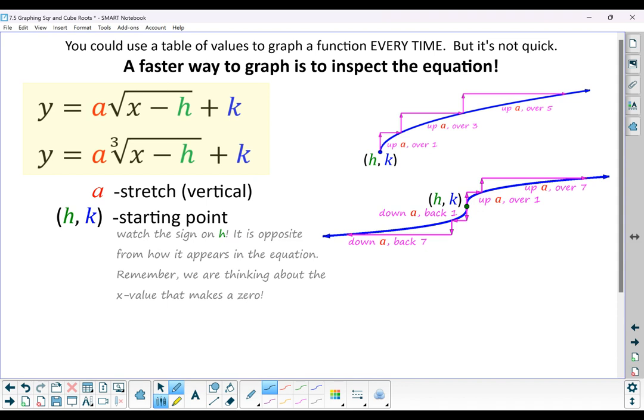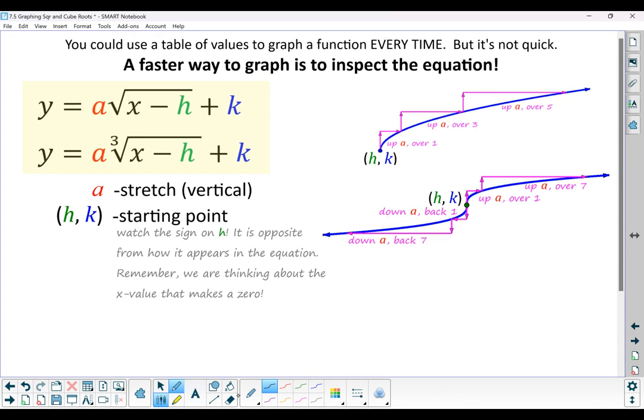So we could use a table of values like we did at first to graph these, but it's not quick to use a table of values. You've got to do a lot of calculator work or mental work. A faster way to graph is to inspect the equation and use these patterns to help us graph. These 2 graphs have a lot in common. They both have a starting point that we will find. The starting point of the square root literally is a starting point. For the cube root, it gives you this center point. And then we have to remember with the cube root to also do the back side of it.